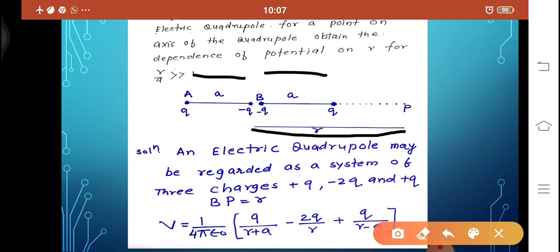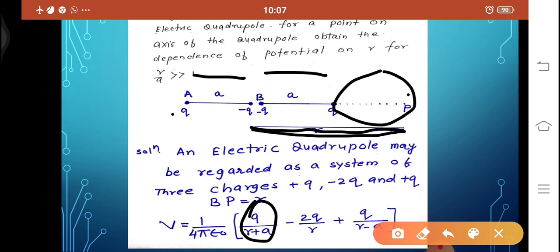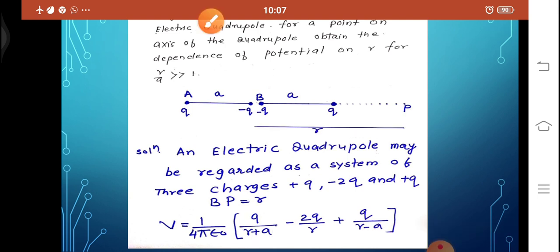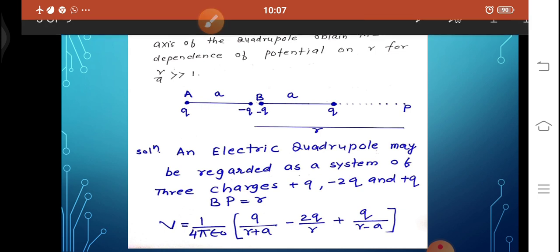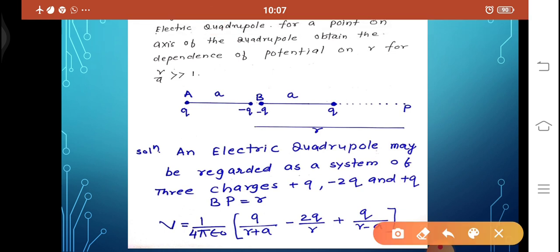So now the potential due to this plus charge is Q upon 4 pi epsilon 0 into R plus A. Now due to this minus 2Q, what will be the potential at this point? Minus 2Q upon 4 pi epsilon 0 R, because this distance is R. What will be this distance? R minus A. So at this point, the potential due to plus Q charge is Q upon 4 pi epsilon 0 into R minus A. Last term.